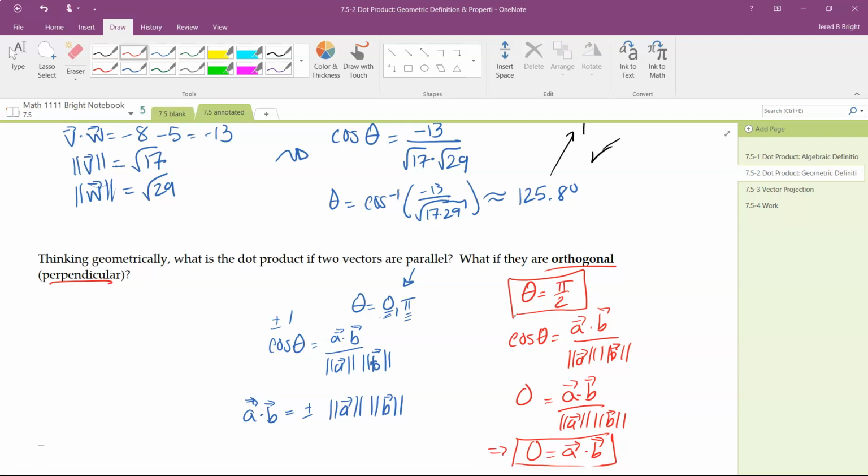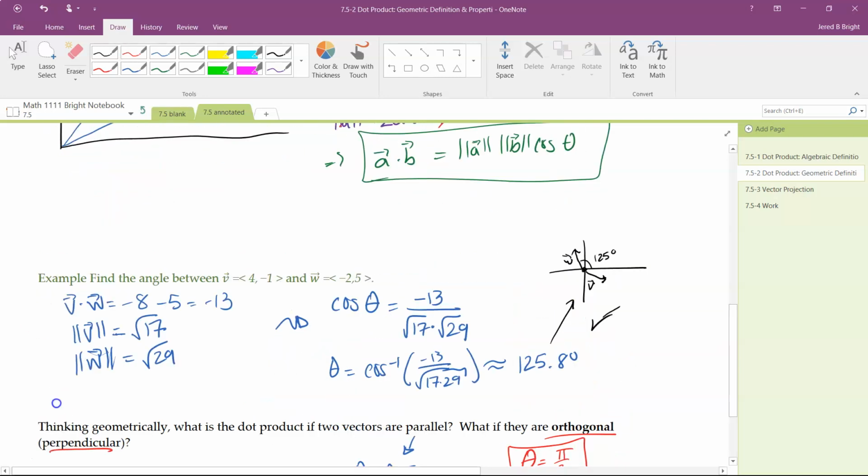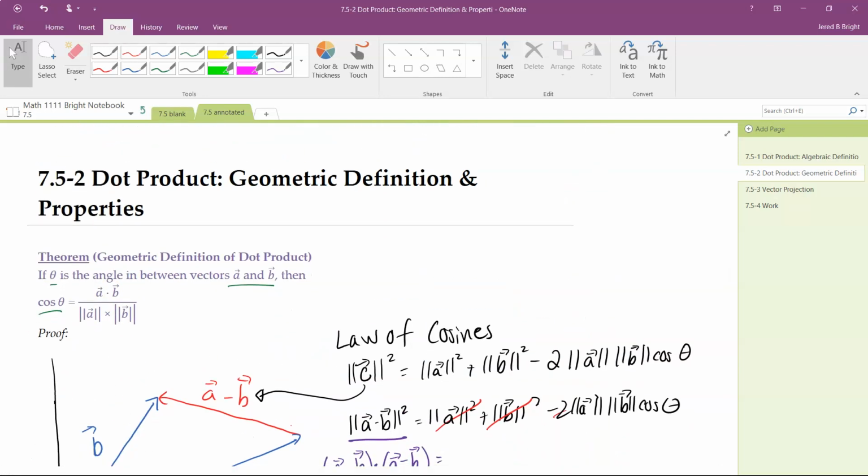Okay. Other than that, remember these key properties as well as the definition that we get based on geometry for the dot product, and you'll be good to go.